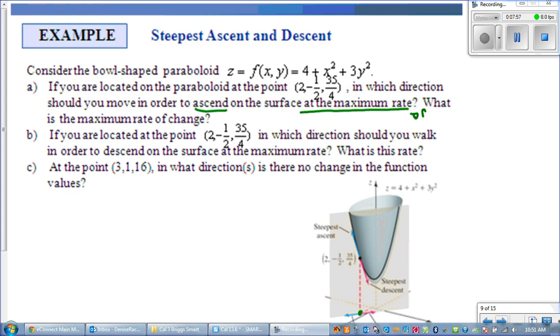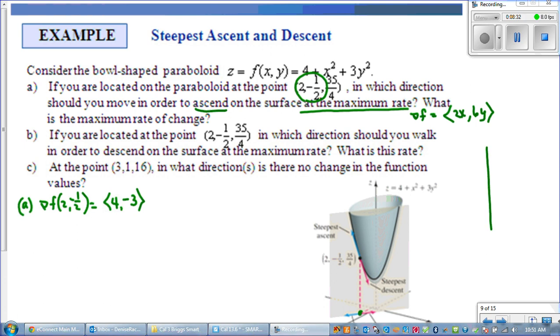So the gradient of f will be 2x, 6y. That tells you the direction of greatest ascent, and it's based on the point. So look at the x and the y values. So the gradient at 2, -1/2 will be 4, -3. So look at the point 4, -3. We're at the point 2, -1/2.